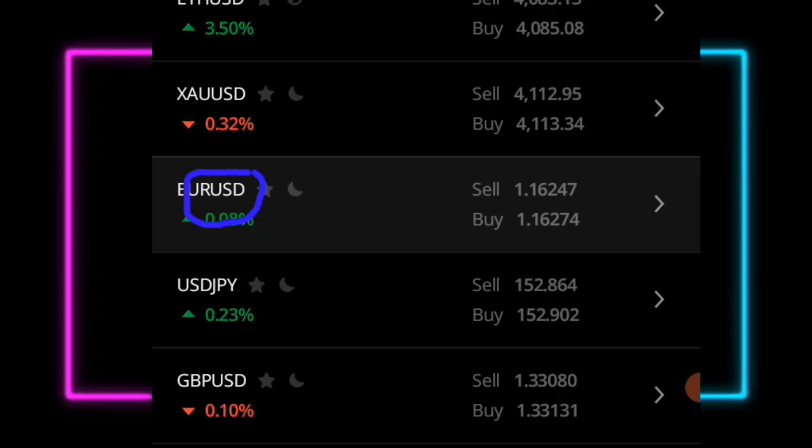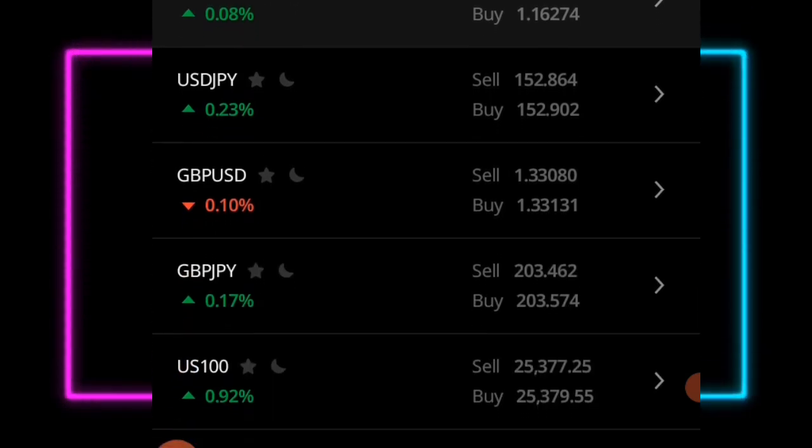For example, if you are selling EUR/USD, you are going to sell at 1.16247, and if you are going to buy, you are going to buy for 1.16274. These are the prices of EUR/USD. Same to USD/JPY: you will be selling at 152.864, and you are going to buy at 152.902. Same to GBP/USD.